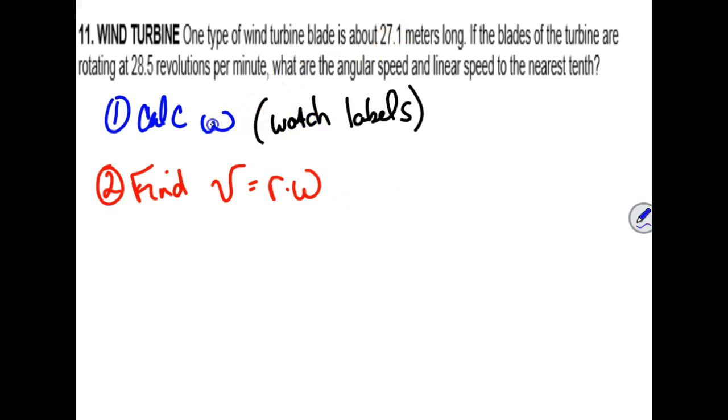So let's do that. If I read through my clues, there is a clue hidden in this problem that is kind of angular velocity, but it's not quite right. It's this guy right here. So step 1, we're going to start with 28.5 revolutions per minute.